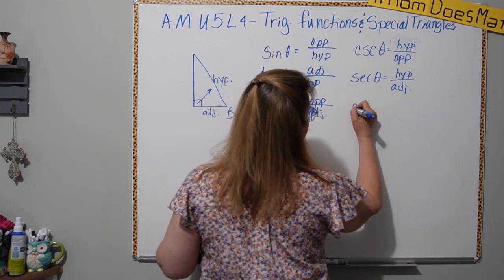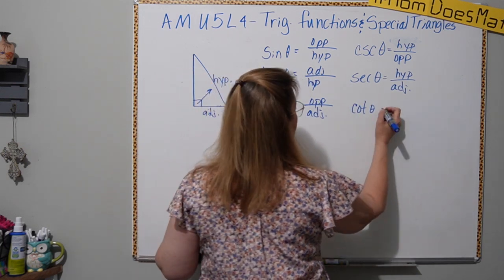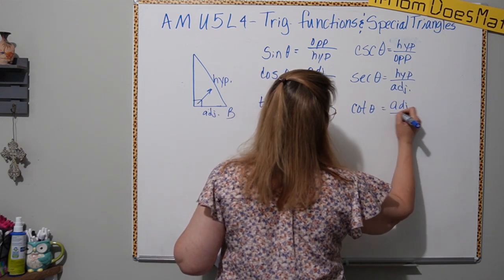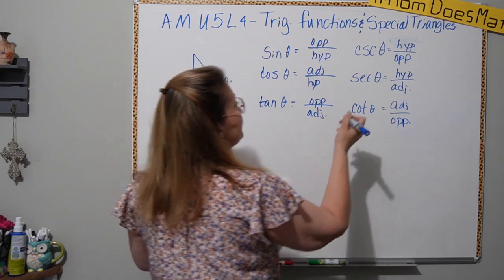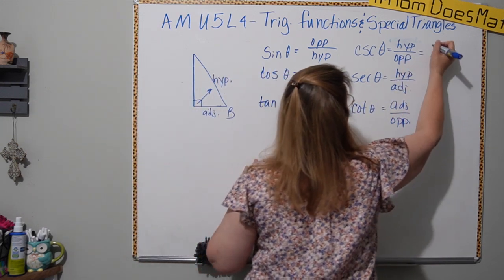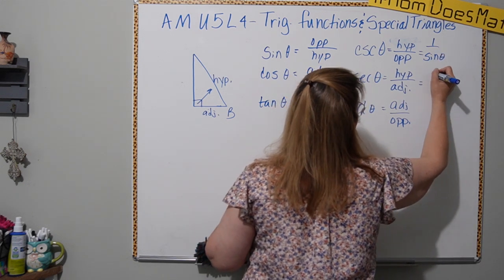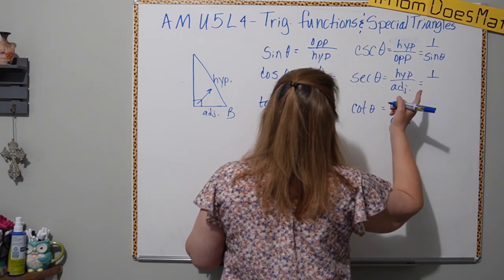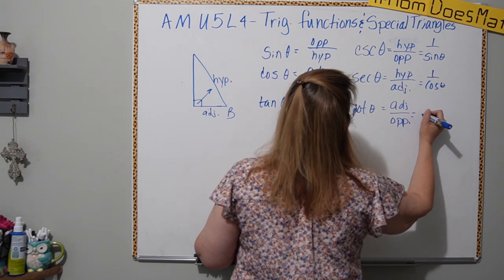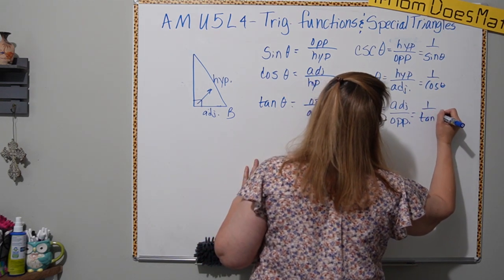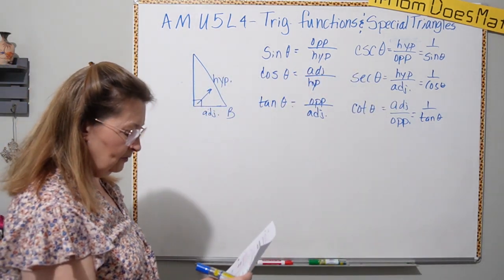And cotangent is also, while it is a co-function of tangent, it is also the reciprocal, so that's going to be adjacent over opposite. It just flips them upside down. Now this also means that I could write cosecant as 1 over sine. These are definitions. And secant is equal to 1 over cosine theta, and cotangent is equal to 1 over tangent theta. So just a little bit of an added definition there.